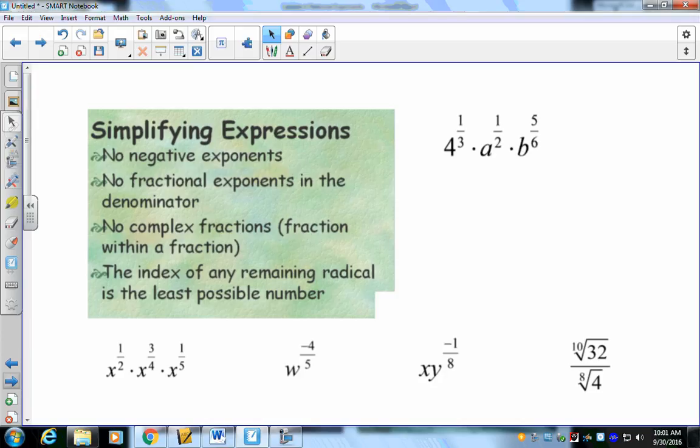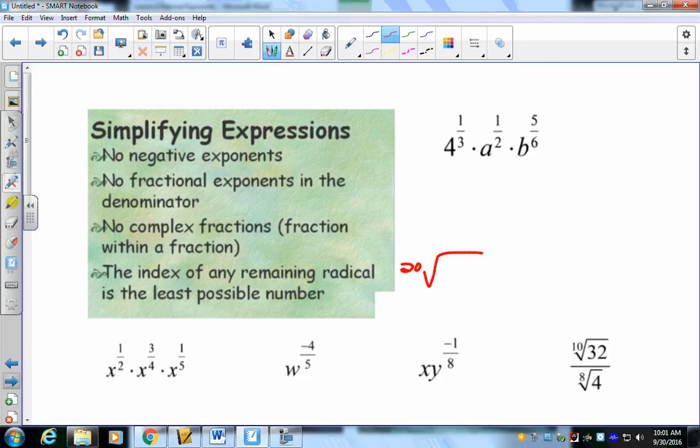You don't have any complex fractions, so a fraction within a fraction. And the index of any remaining radical is the least possible number. For example, you don't have something like the 20th root of x to the 10th. While I can't break that down, I notice that both my index and my exponent have a common factor. So really, if I divide both by 2, it's this.